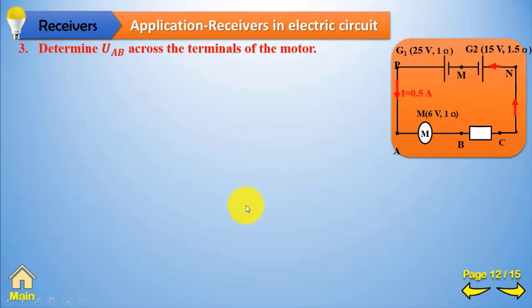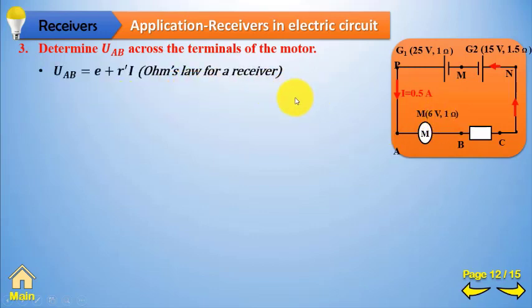Now determine the voltage UAB across the terminals of the motor. The motor is a receiver whose voltage UAB is equal to E plus R prime I. Applying Ohm's law for a receiver, we have the value of the back electromotive force and the internal resistance of the motor, and we have calculated the intensity of the current in the circuit. Substituting each by its value gives us that the voltage across the motor is equal to 6.5 volt.